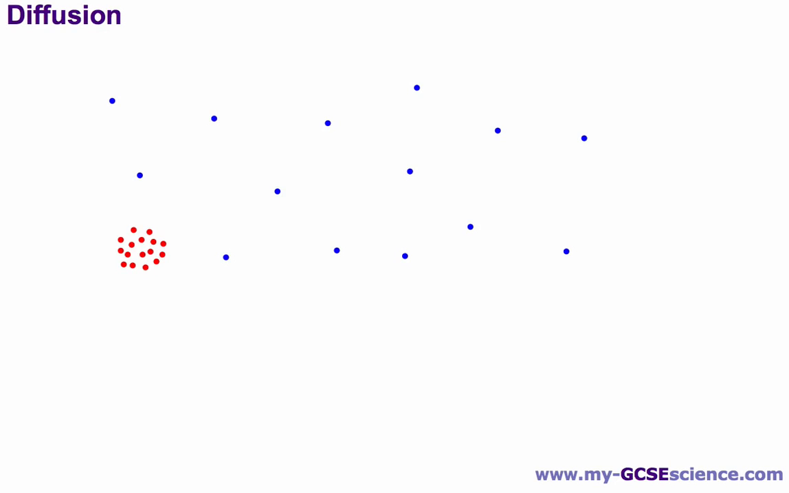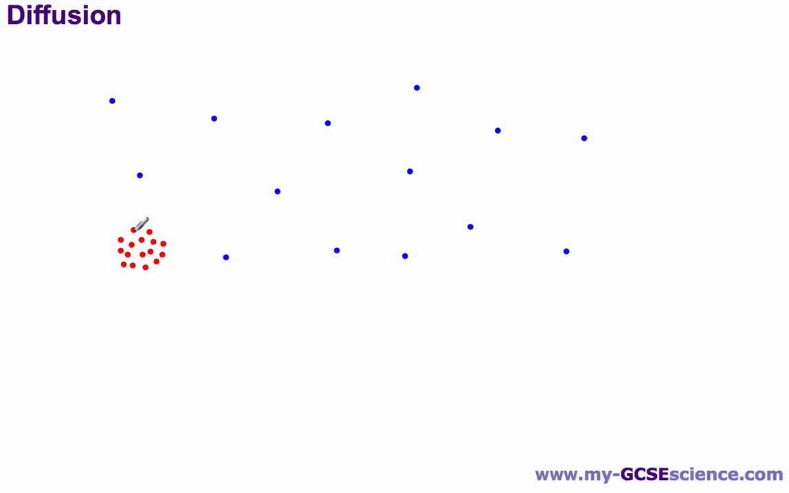Diffusion is the spreading of particles, and in this video for AQA GCSE Module B2 we're going to look at how it works and how it's used in living things. Now imagine you have some particles of a substance all concentrated in one area. This could be the particles of perfume in the corner of a room, or it could equally be the particles of oxygen concentrated in a red blood cell.